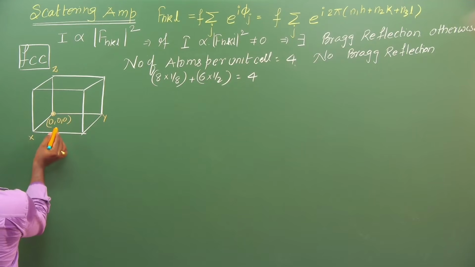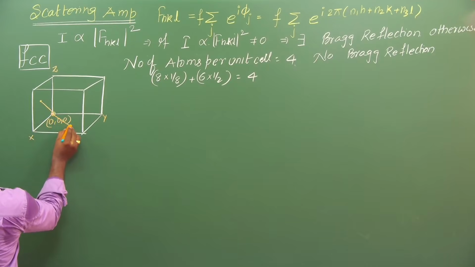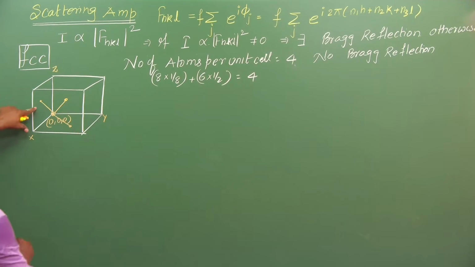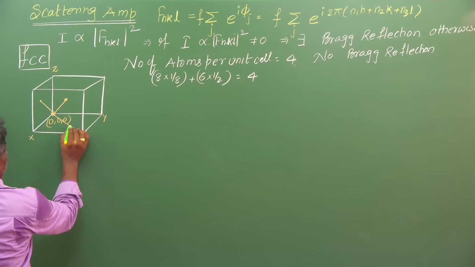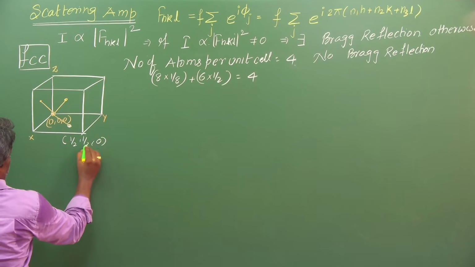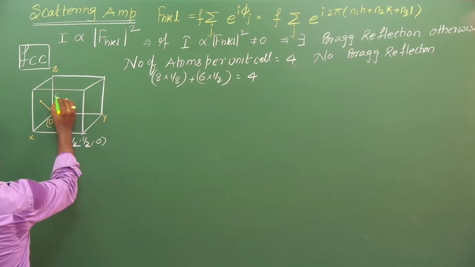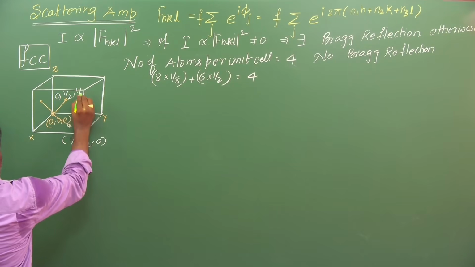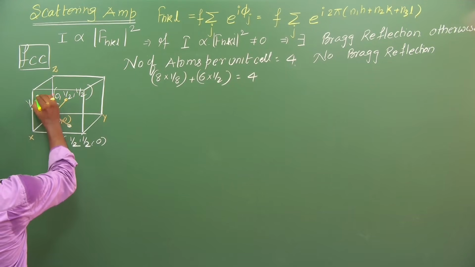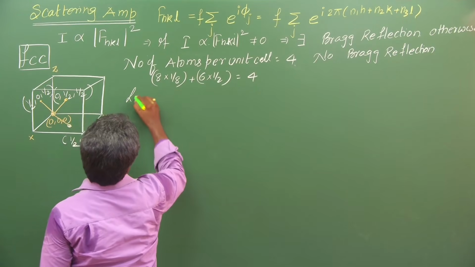Next, after that, the 3 face centers are there: XZ plane, XY plane, and YZ plane. Now if it is the XY plane in the middle, half comma half comma 0. YZ plane 0 comma half comma half. XZ plane half comma 0 comma half. Are you ready? Start. Locations.